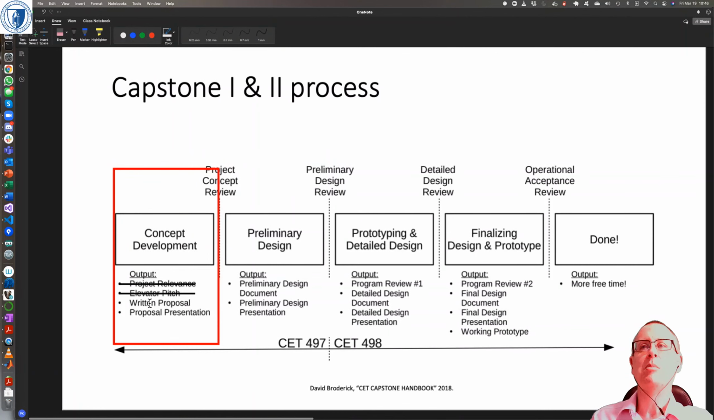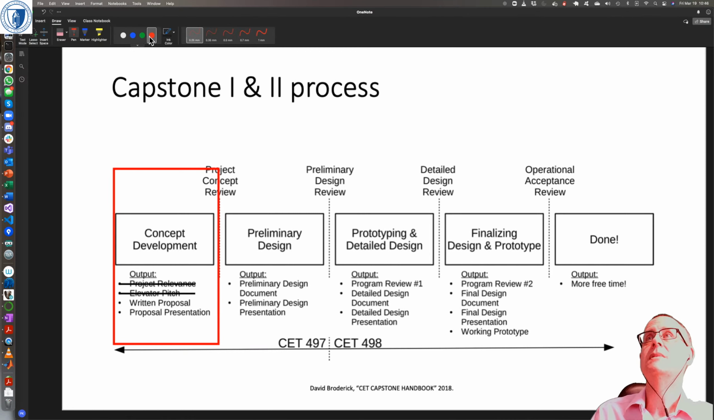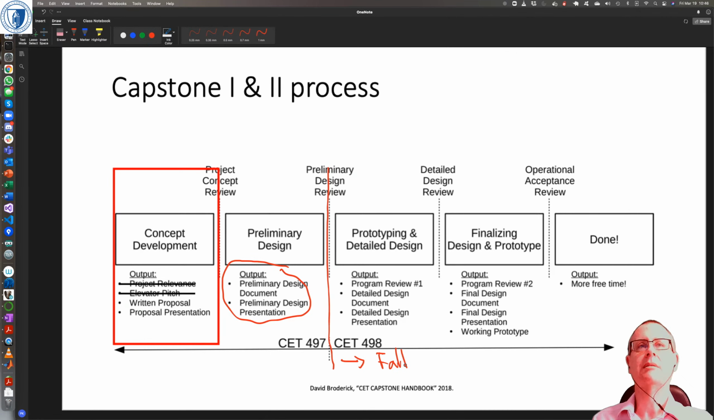Right, so at the moment we're working towards the proposal and the proposal presentation, and then the two things you've got to present at the end of semester are the preliminary design document and then the associated presentation. These things here. And then after that, that's in the fall. Okay, any questions so far? I want to have a quick chat about deployment diagrams and then we're done. All good?